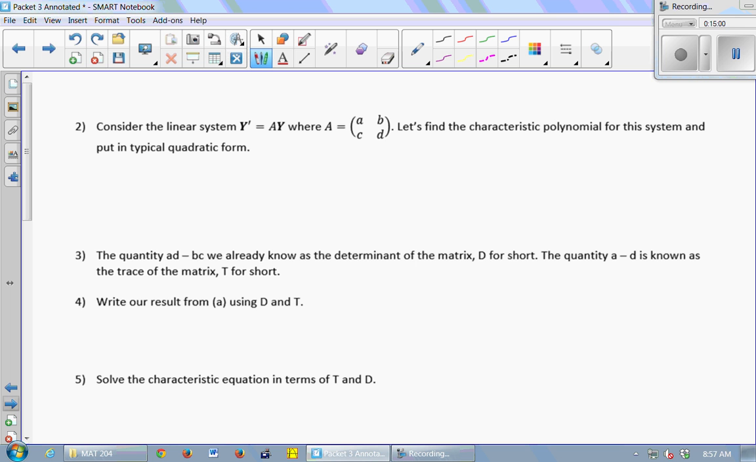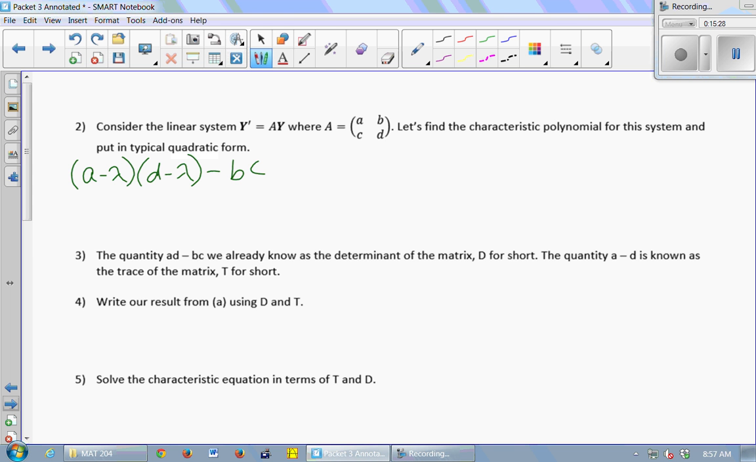So I want to find the characteristic polynomial. Remember that's A minus lambda times D minus lambda minus BC. That's my characteristic polynomial. If I wrote equals 0, that would be called the characteristic equation, right? So if I just say characteristic polynomial, it just means this.